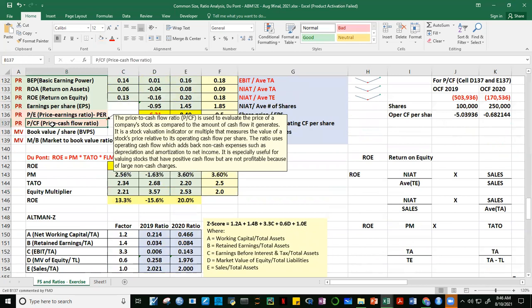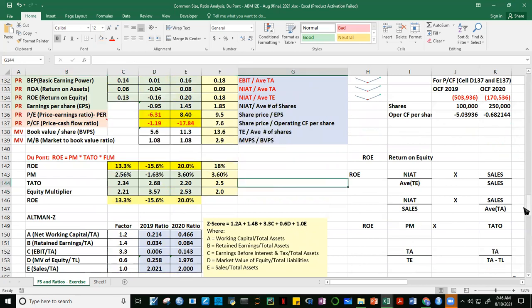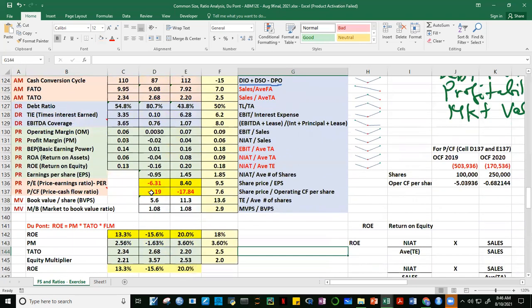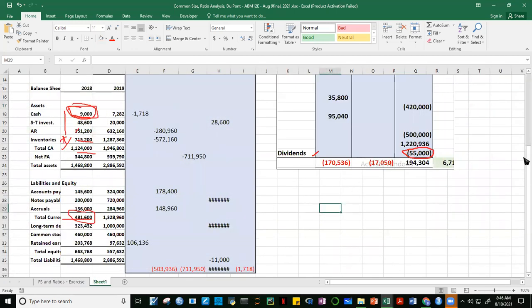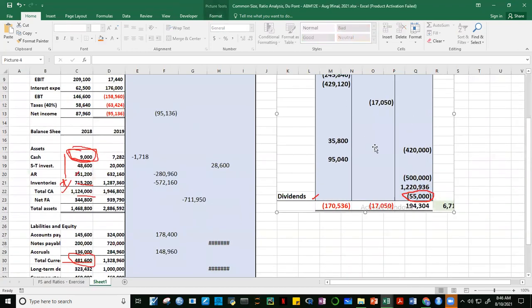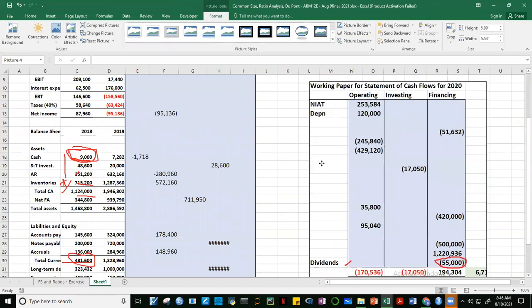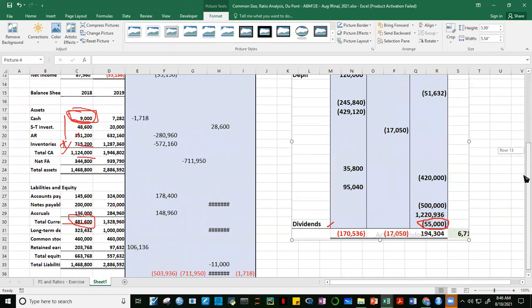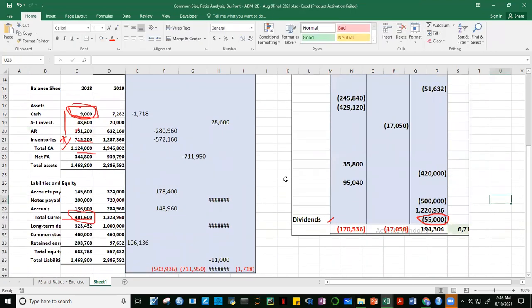Ito naman, price per cash flow. So ito, kailangan natin ma-compute yung operating cash flow natin dun sa cash flow statement. So, pinakita na natin to last time. Ito yung 2020, kinapi ko lang yung working paper natin. Di ba we did this? I asked you to do this. So for 2020, yung operating cash flow natin is 175.36. So this is negative, guys. So technically, hindi natin pwede ma-interpret yung price to cash flow nito kasi negative to eh. But let's just assume, no?